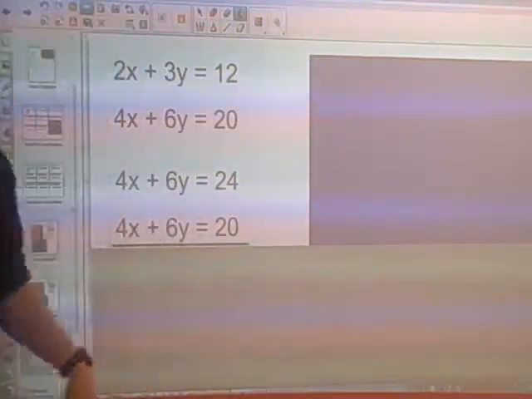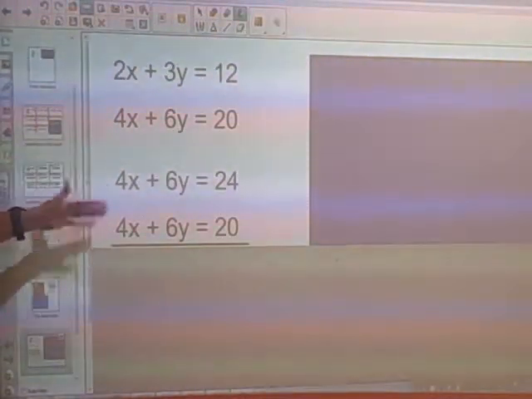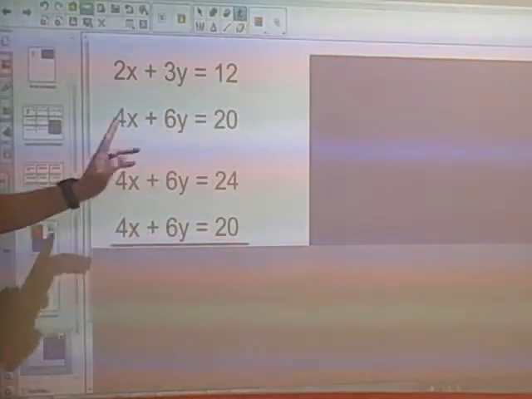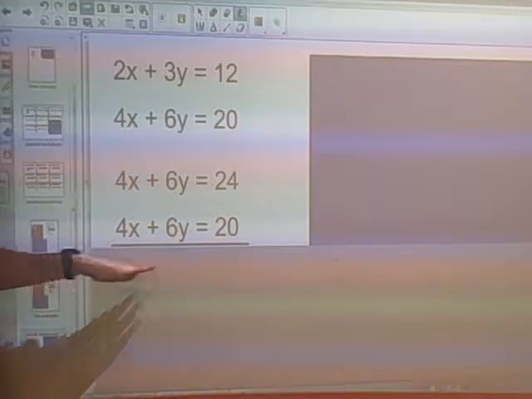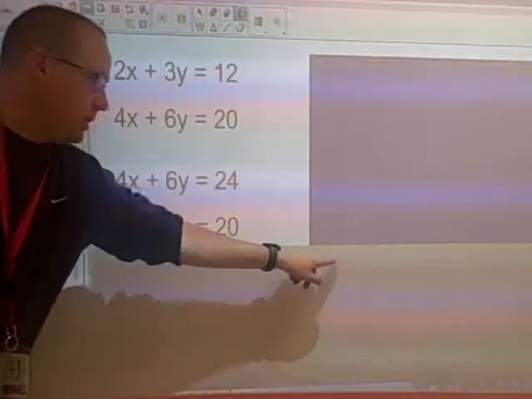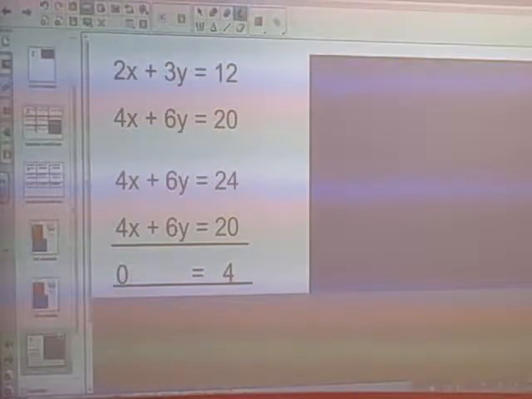Now, unusually for this, what we've actually done is we've made the x's and the y's the same. So when we subtract here, 4x take away 4x is 0, but 6y take away 6y is also 0. So we don't end up with anything on this hand side at all. And 24 take away 20 is 4. So we end up with 0 equals 4. Now for this, it could actually be 0 equals any number, but with the exception of 0.